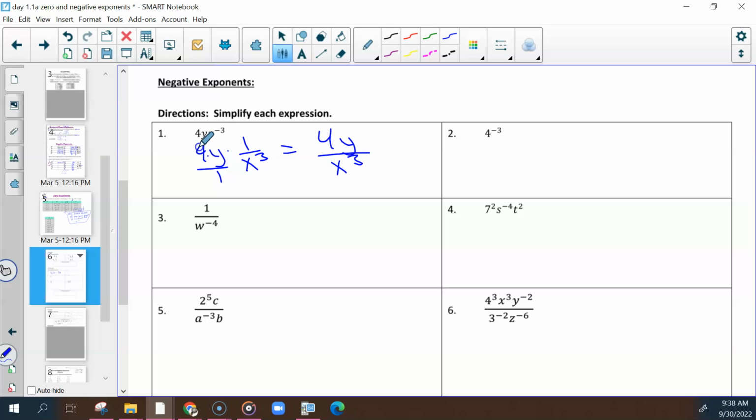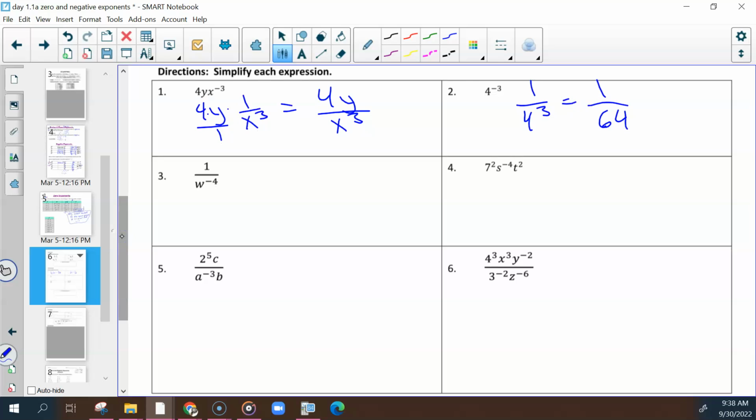Four to the -3rd would be what? 1/64. Okay. So I'm going to do it in steps. It would be 1 over 4 to the 3rd, and then we would have to figure out what 4 to the 3rd is, which is 64. So when we get into more exponent rules, if you have exponents like that, we still need to simplify.